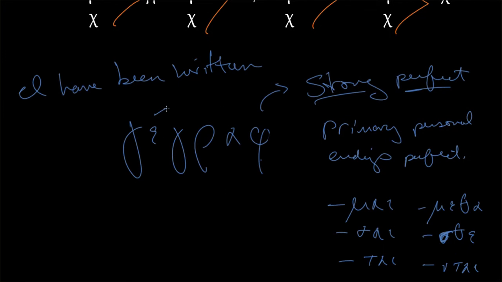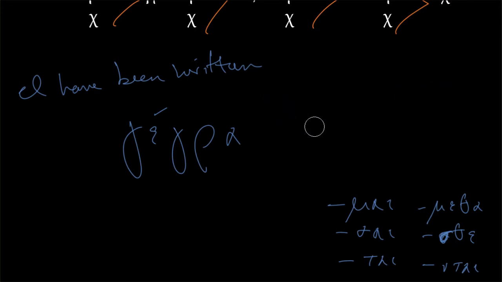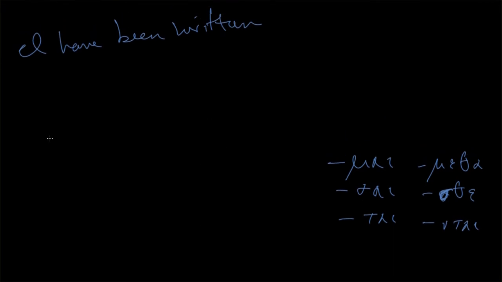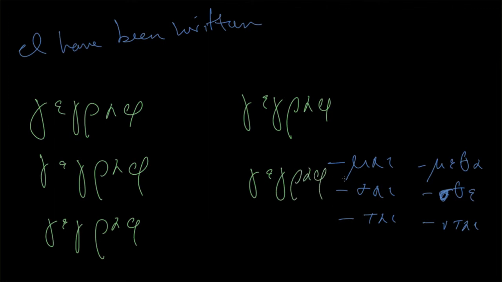So let's do I have been written, you have been written, he, she, it has been written. We're going to do the strong perfect passive endings of this. So let's erase all of this and start writing out our stems. This is going to get repetitive, but that's fine. Gegraph, gegraph, gegraph, and then over here, gegraph, gegraph. I'll try to keep those endings visible at least until we get over there.